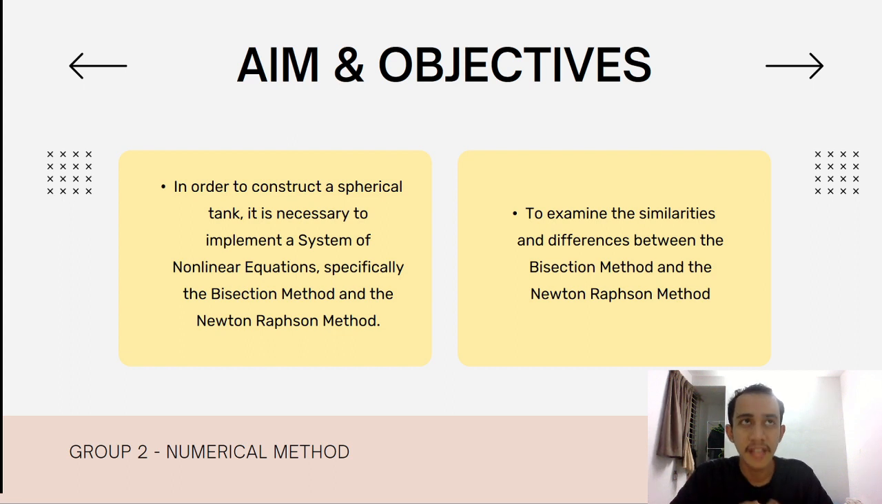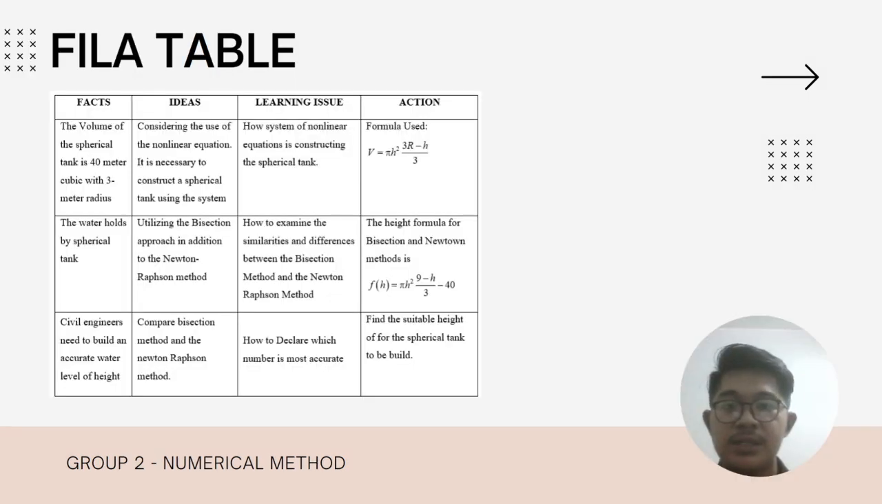Second is to examine the similarities and differences between the bisection method and the Newton-Raphson method. When we know the difference, we can use an accurate number to build a spherical water tank. So that's all for me. Thank you.